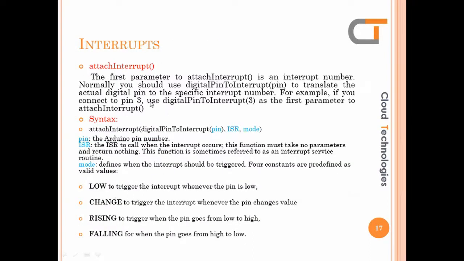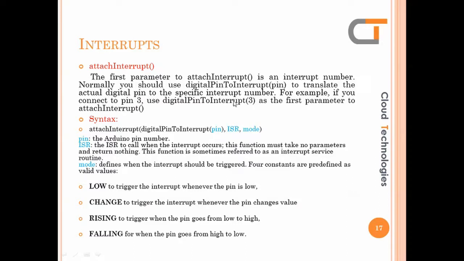Next we have the interrupts. In Arduino, we have two external interrupts, that is digital pin number 2 and 3. The first parameter of attachInterrupt is the interrupt number. Normally we should use digitalPinToInterrupt of pin. This is the predefined function to get the interrupt number, translating the actual digital pin to the specific interrupt number.